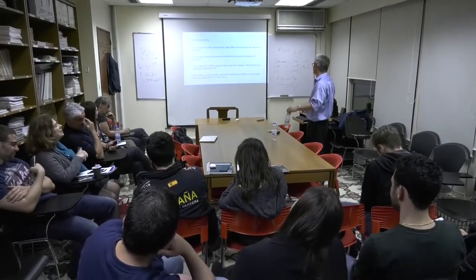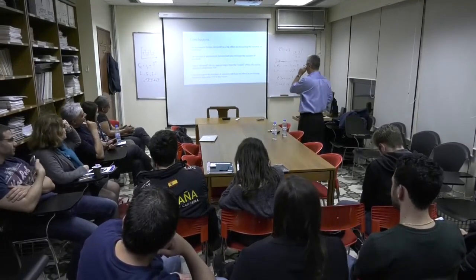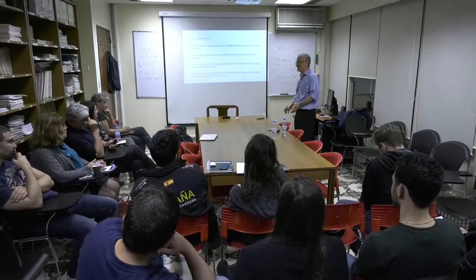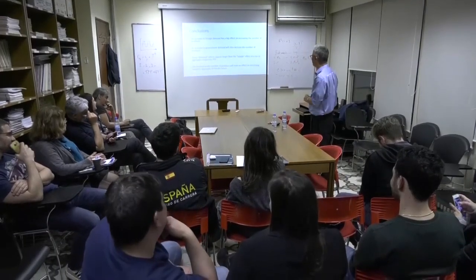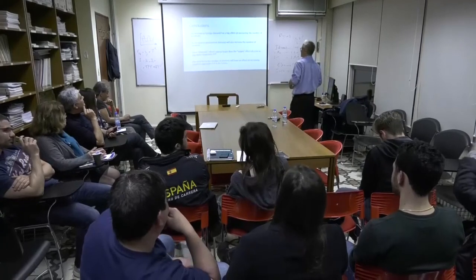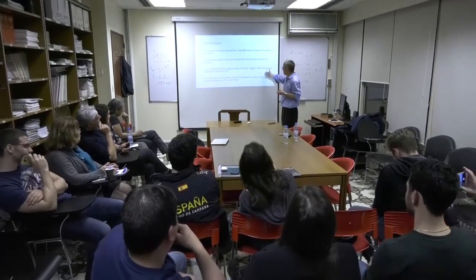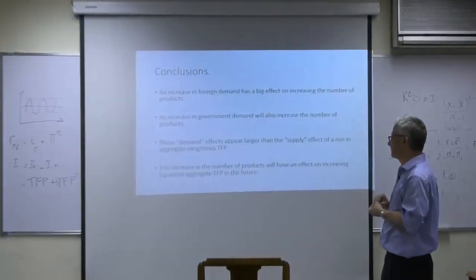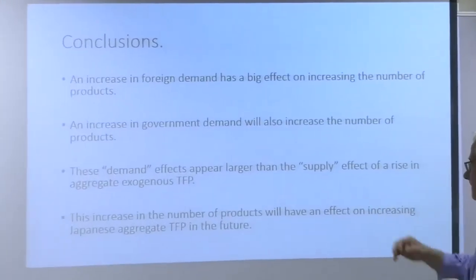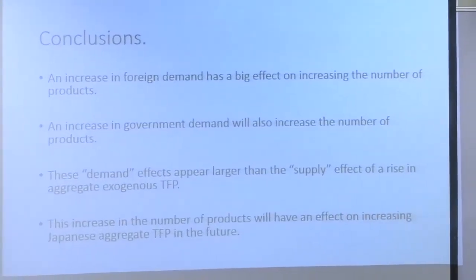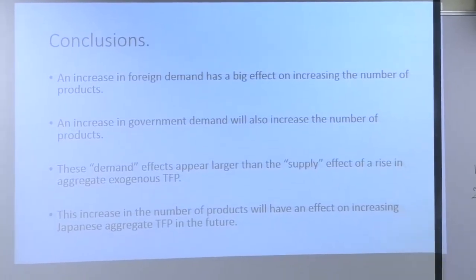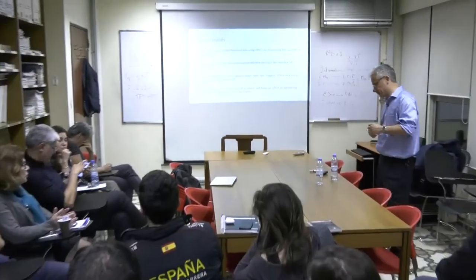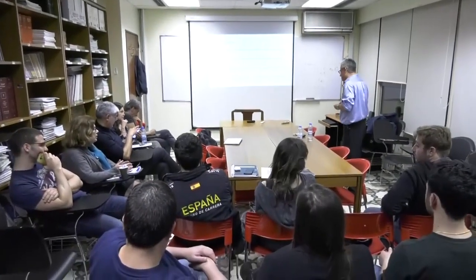Okay, so anyway, this is a paper that has Keynesian elements and neoclassical elements, so everyone's happy with this paper. These demand effects appear larger than the supply effects of a rise in exogenous TFP. And this increase in the number of products will have an effect on increasing Japanese aggregate TFP in the future. If it hasn't increased in Japan, with the increased number of products, they must be doing something really wrong.